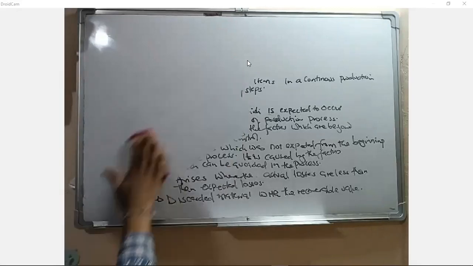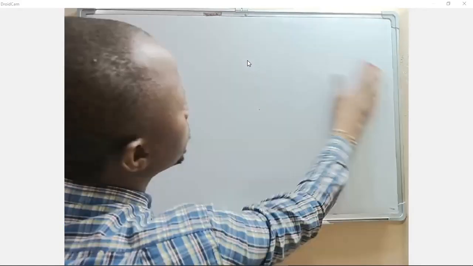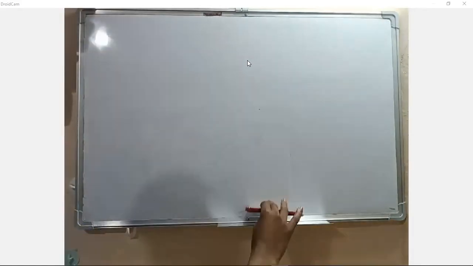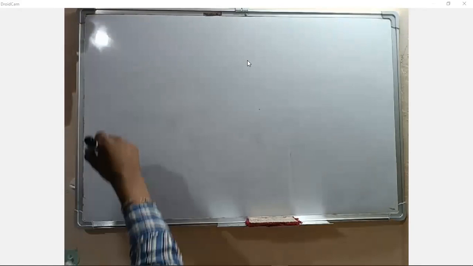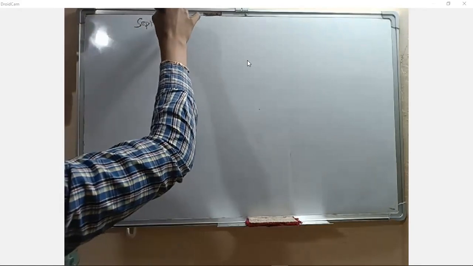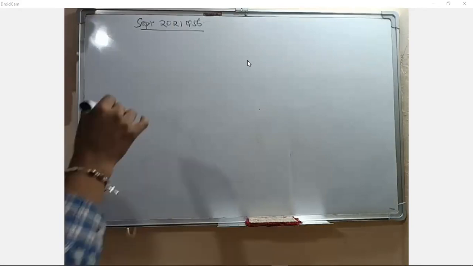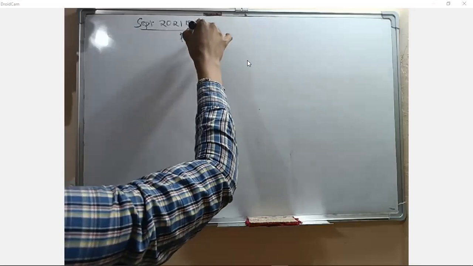So in this case, we are doing September 2021. So let me rub everything here. So basically here we are looking at a question of September 2021, question number 5B. And in this case, the examiner is telling us in the first requirement to come up with a process one account.